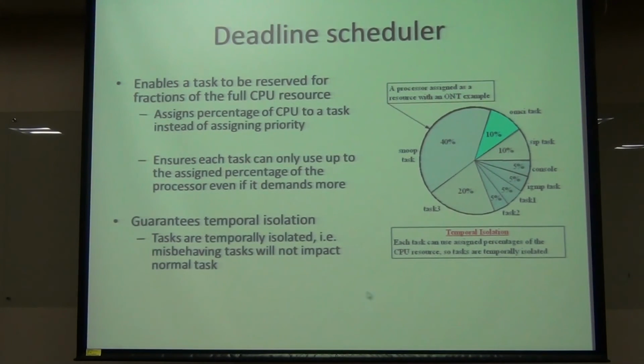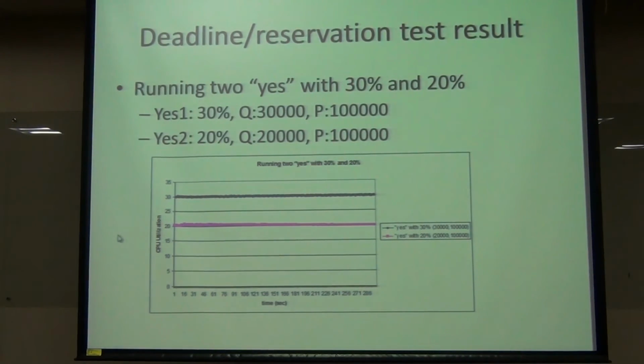In addition to EDF, you can also apply reservation-based scheduling, where you look at your CPU as a resource and assign a percentage of the CPU, so that even if you want to use more than that percentage, your scheduler will limit it to the assigned percentage. This is an example where I ran the same IDS example. I assigned 30% to the first one and 20% to the second one. As you can see, the utilization is around the reservation that I assigned.